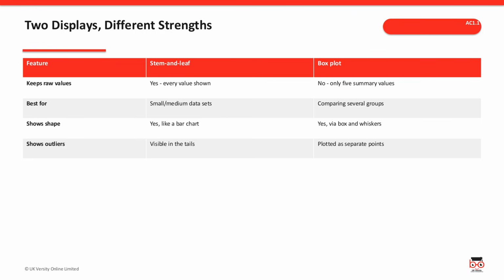The stem and leaf keeps every raw value, which is lovely for small or medium data sets, and it shows shape like a sideways bar chart. The box plot only keeps 5 summary numbers, but that makes it brilliant for comparing several groups at once. Both reveal outliers, one in the tails and the other as separate points. So it really comes down to whether you want the detail or the overview.